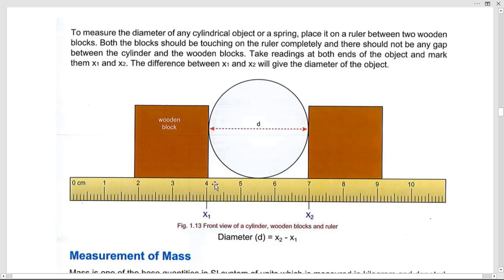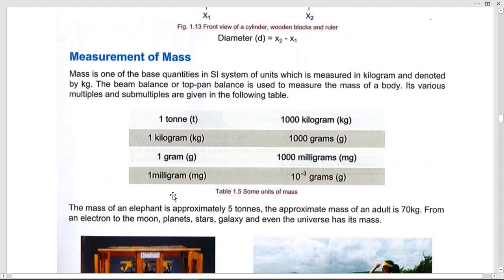So you should be careful with this trick. Sometimes they start from maybe 0.5 and end, let's say, at 3, and the student will not see where it is starting. They jump to the final reading and write the answer. So please be careful. We are going to see this in the questions which we are going to solve after this theory. After that, you have the measurement of mass.